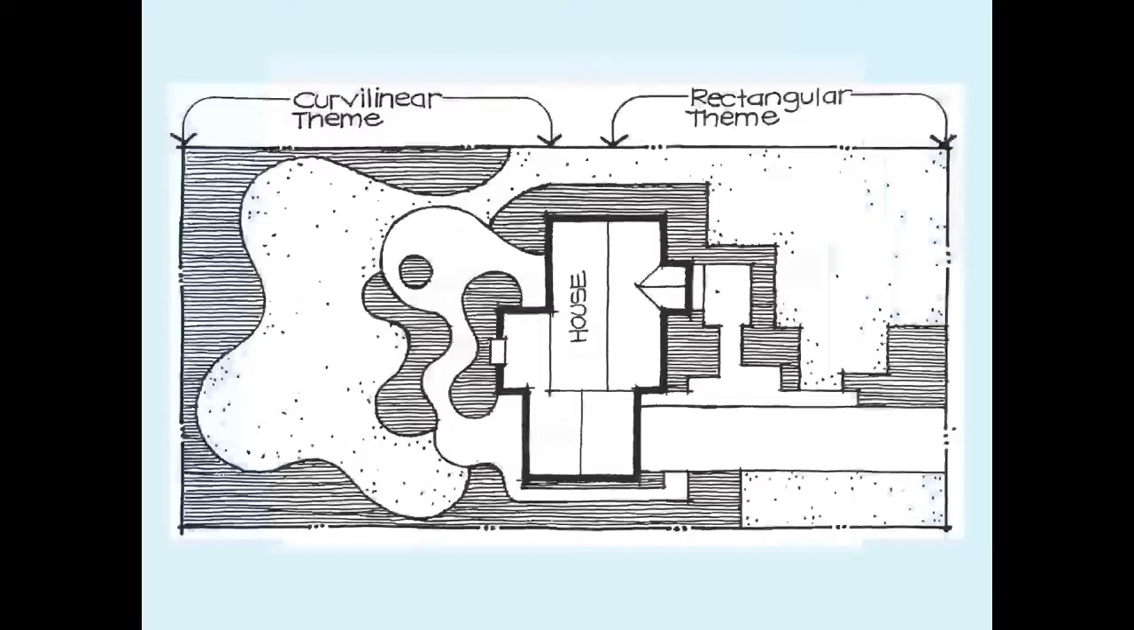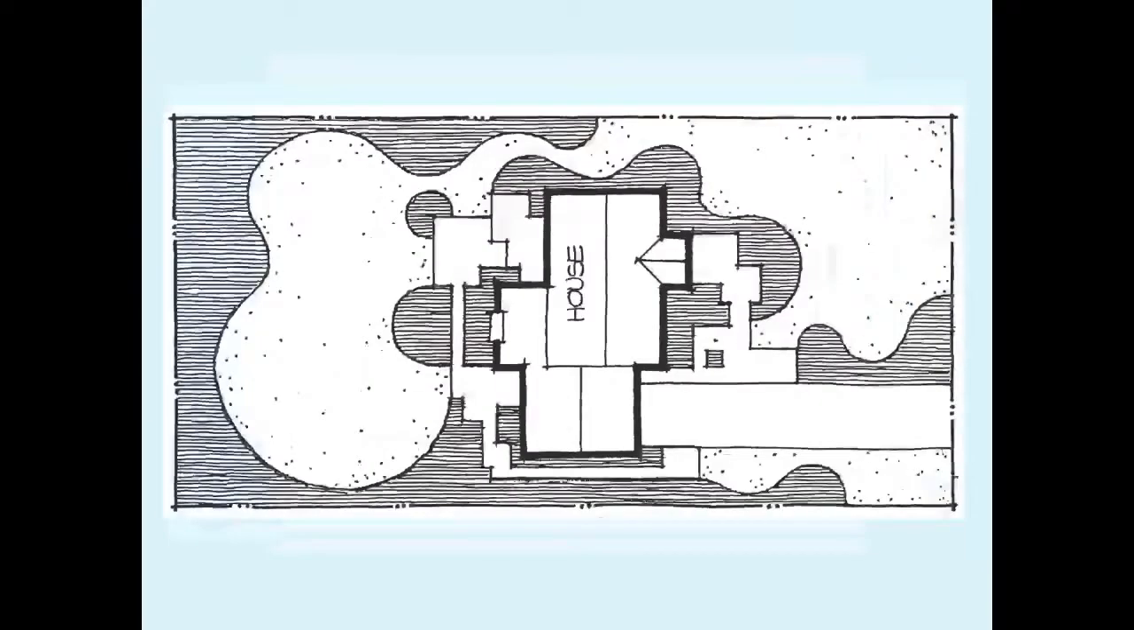Here are some drawings. You can see how it might look when you've got different themes. You can do different themes in the front than in the back. You can do similar themes. Here we've got different themes combined in the hardscape and the softscape. So notice versus the previous one where you had rectilinear in the front and curvilinear or circular in the back, here we've got curvilinear for the softscapes and rectilinear for the hardscapes. So that's a different way to combine things.